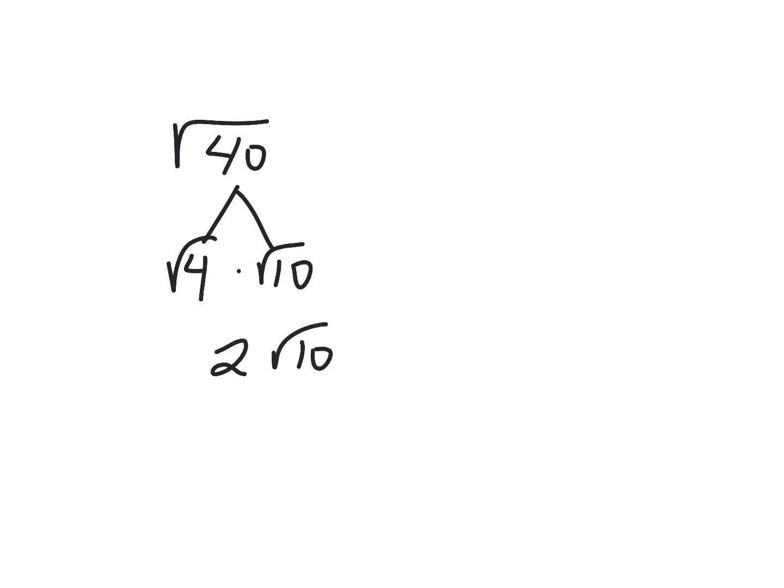Is the first question square root of 40? Okay, so let's do that together. Square root of 40. Well, you break it into two square roots. Square root of 4 and square root of 10. And remember, it's times. So then what is the square root of 4? 2. So it's 2 square roots of 10. That's the end of that one.